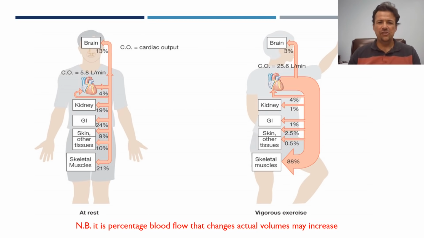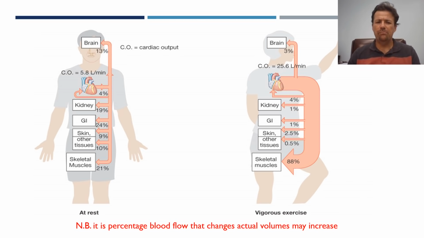And that's summarized in these two figures here. You can see that the percent of blood going to the skeletal muscles goes from about 20% to about 90% during vigorous exercise. Whereas the percent of blood going to all those other organs that are not really needed so much during exercise, but must be kept functioning and alive, decreases significantly. The kidneys from 20% to 4%. The gastrointestinal system from approximately 25% to 1%. Skin and other tissues from 10% to about 3%. The brain goes from 13% to 3%.